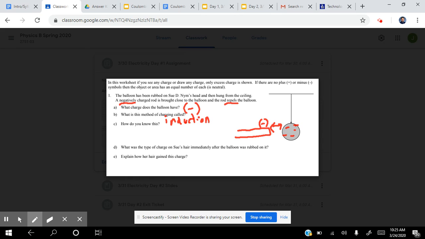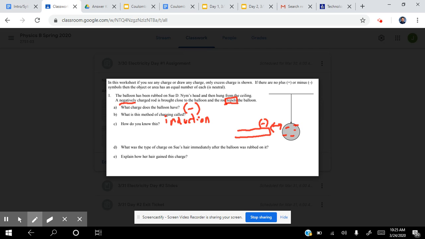And then how do you know this? It is because there's no contact being made, and the negative charges on the rod and the negative charges on the balloon are pushing away, since we said it's repelling it, so therefore we know that the balloon has a negative charge.